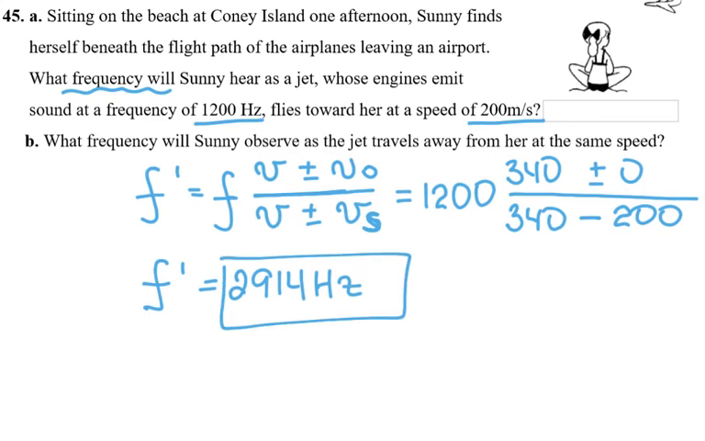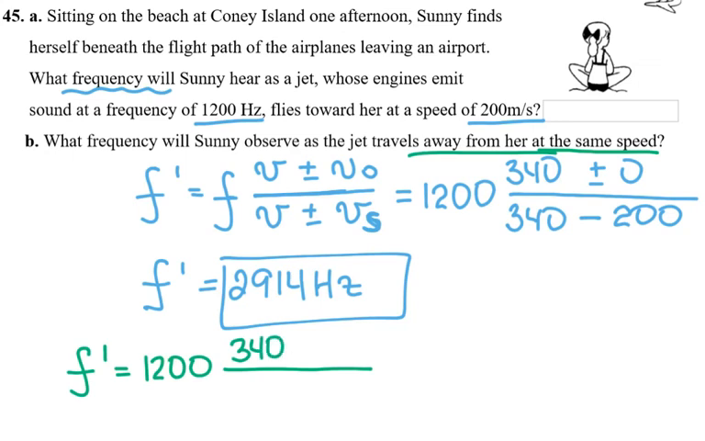For the second part, they say, what if the jet was moving away from her at the same speed? So if it was moving away from her, then she would have, again, the initial frequency, which is 1200, the frequency of the jet. Then 340. She's not moving, so again, it's plus or minus 0. And then the bottom part is plus or minus the velocity. If the jet is moving away from her, it stretches the wavelengths, makes longer wavelengths, so a lower frequency. So I have to add 200, and that will give me 755 Hertz.